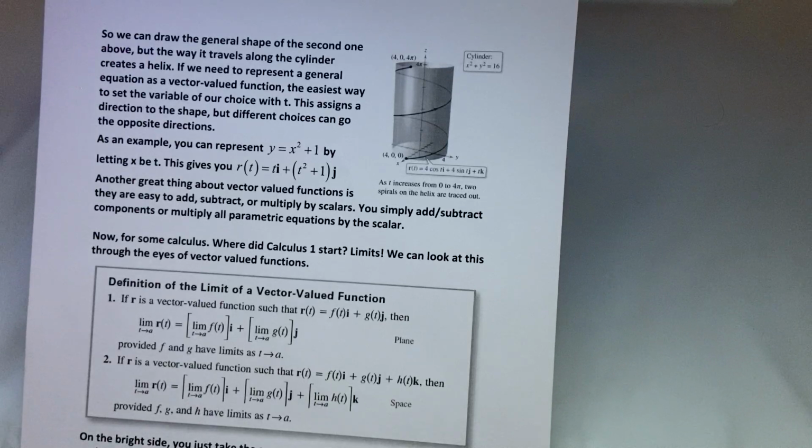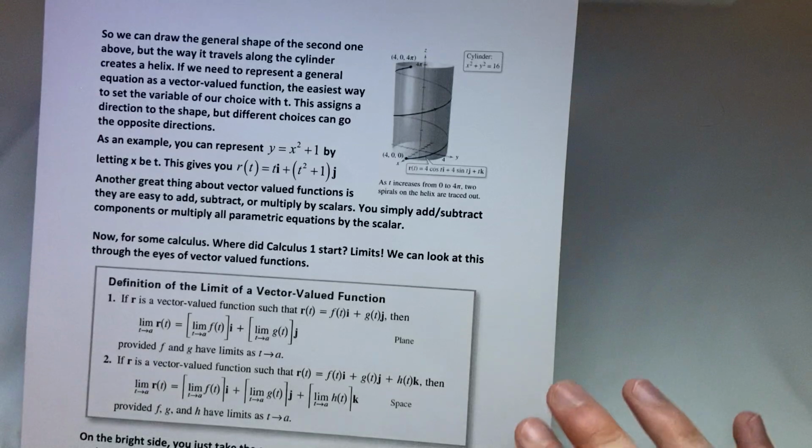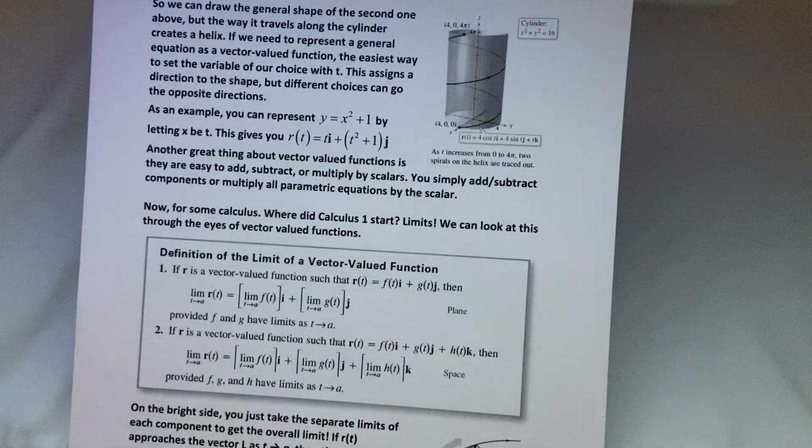If we need to represent a general equation as a vector value function, the easiest way to do it is to set the variable of our choice to t. This assigns a direction to the shape, but different choices can go in opposite directions. As an example, take y equals x squared plus 1, and let x be t. Then r of t equals ti plus (t squared plus 1)j. Another great thing about vector value functions is they're easy to add, subtract, or multiply by scalars, because they're component-wise for all of those.